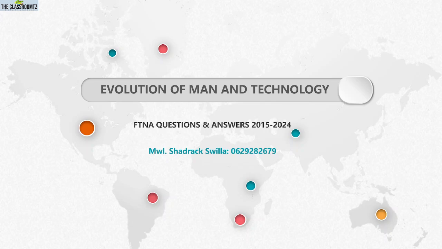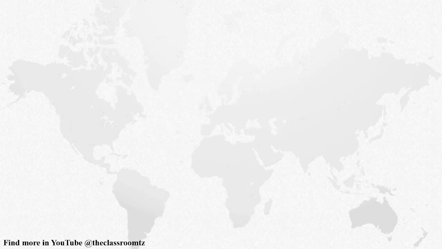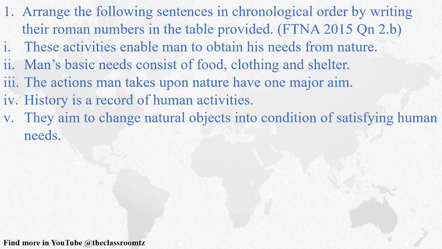We are going to check the questions of 2015 up to 2024, but only from the topic of evolution of man and technology, the second topic of Form 1. So here we go, we may start. Question number 1. It was from the arrangement of the sentences. This was 2015.